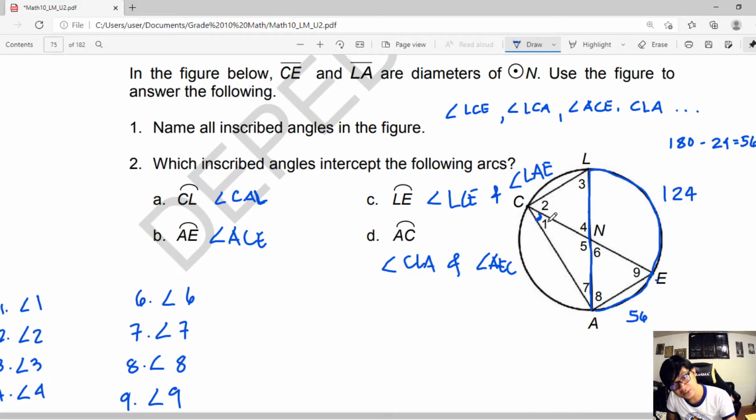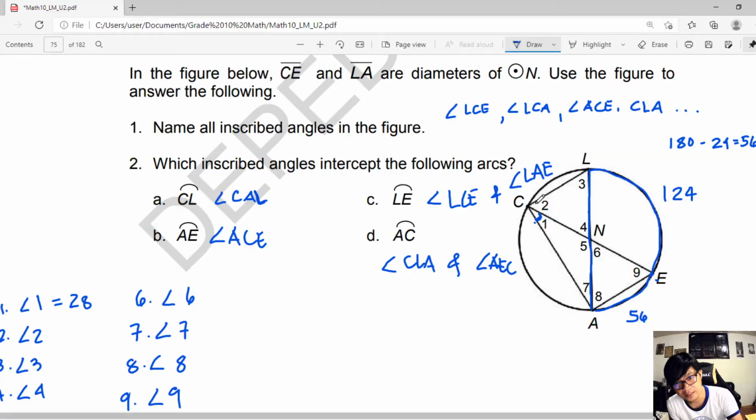Now, we are asked to find the measure of angle 1. Since this is an inscribed angle, the measure of the inscribed angle is 1/2 the measure of its intercepted arc. So, 1/2 of 56 is 28. So, the measure of angle 1 is 28. Okay, let's proceed with angle 2.